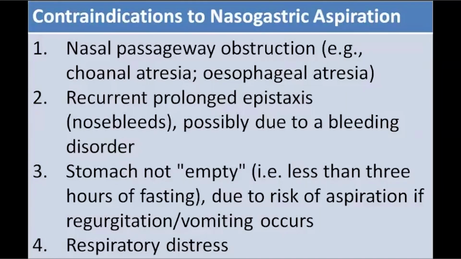There are few contraindications to nasogastric aspiration. The nasal passageway obstruction, for example due to choanal atresia or esophageal atresia, recurrent prolonged epistaxis or nosebleeds, possibly due to a bleeding disorder, the stomach not being empty, that is less than 3 hours of fasting, due to risk of aspiration if regurgitation or vomiting occurs, and in case of respiratory distress.